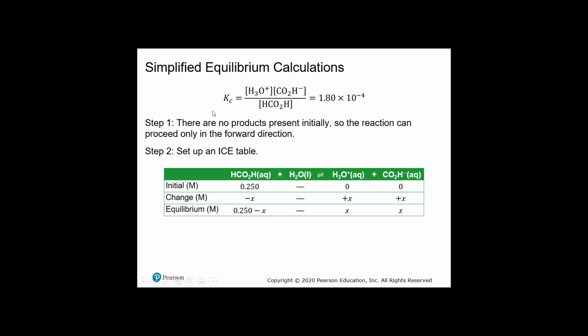So here, there are no products present initially, so the reaction can proceed only in the forward direction. So we don't need to worry about Q. In here, we're going to take this information. So we have our initial reactants. We have liquid water, so we're not paying attention to that. It's not involved in this equation. Minus X, because it's only one coefficient. And then this is one coefficient, so it'd be plus X. This is one coefficient, so plus X.